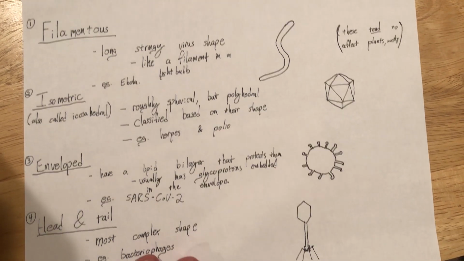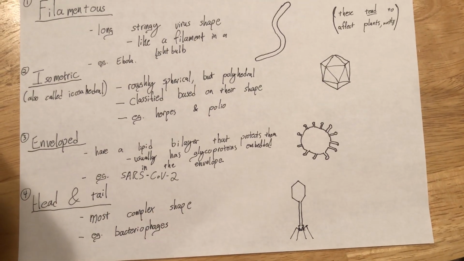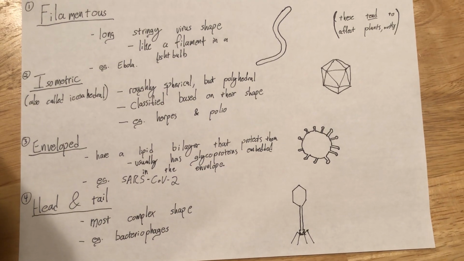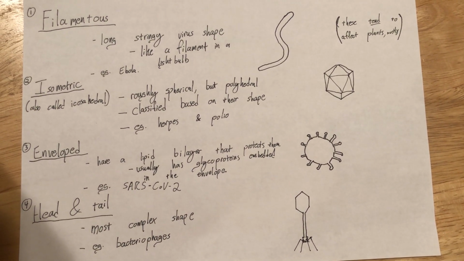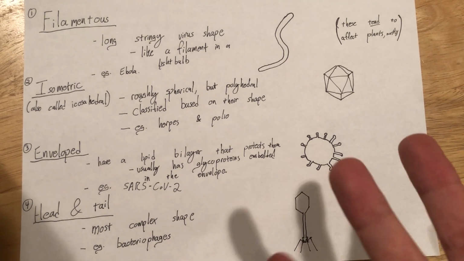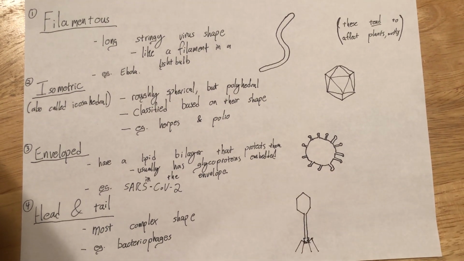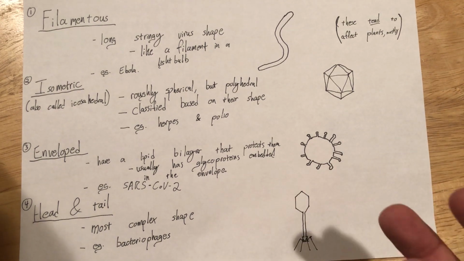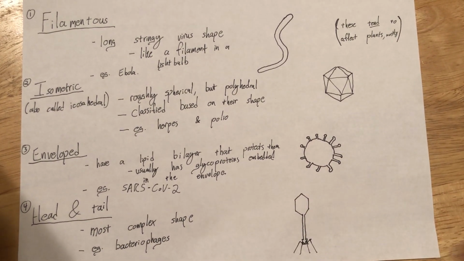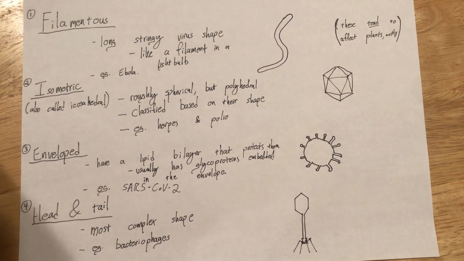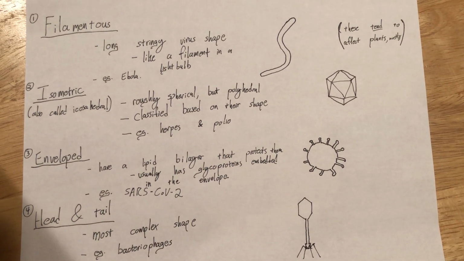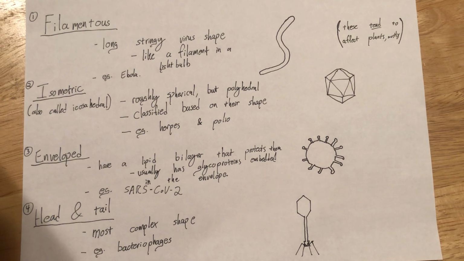Next up is enveloped viruses. These have a lipid bilayer. This protects them. Again, usually has glycoproteins embedded. So the glycoproteins, these are proteins that have some sort of carbohydrate attached to them. They're involved in signaling and all sorts of other stuff. Our example here is SARS-CoV-2, which is the virus that is causing the COVID-19 disease.